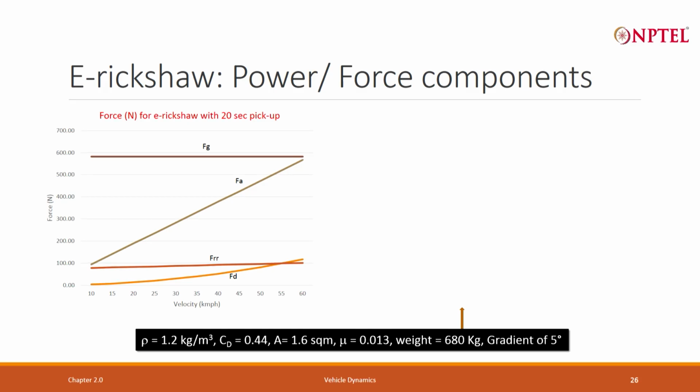Let us move from two-wheeler now to something else, an e-rickshaw. Very similar vehicle, rho is same, CD changes slightly to 0.44, area changes. The e-rickshaw area, the amount of area that the air will cut, will become larger. Mu is same, weight increases like anything, because suddenly you are talking about 5-6 people.